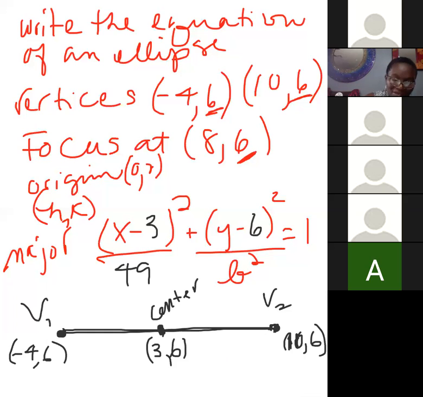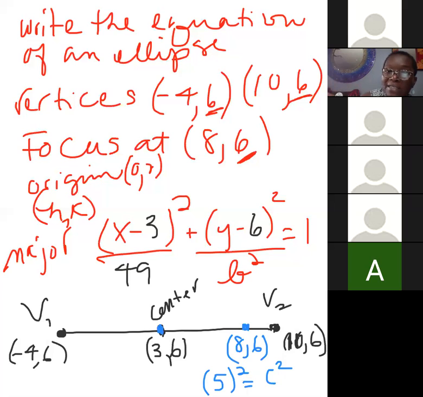Very good. Okay, so now, guys, let's address the focus. The focus is located right about here at 8,6. All right. Now, how many units is it to go from 3 to 8 over here, guys? 5 units, okay? So if we take the 5, we square it, that's going to give us our C squared for the focus. Remember, the focus is represented as C.